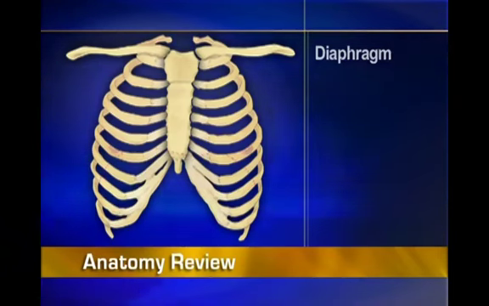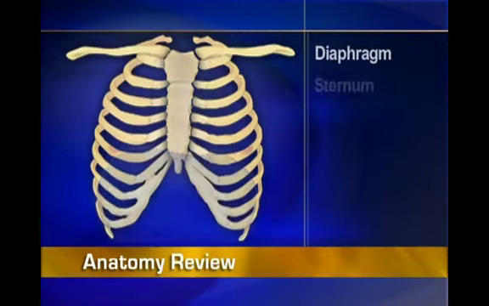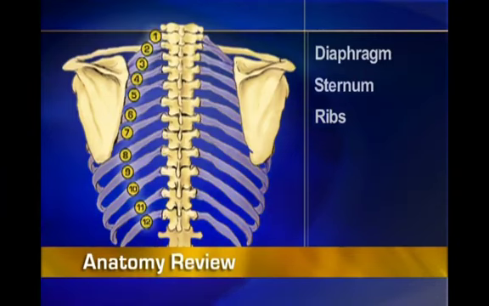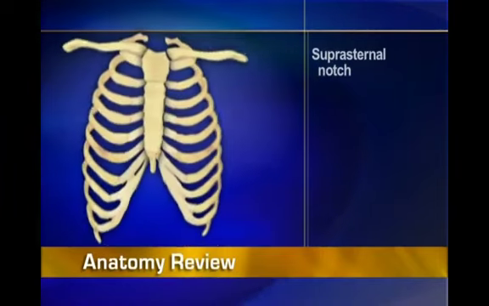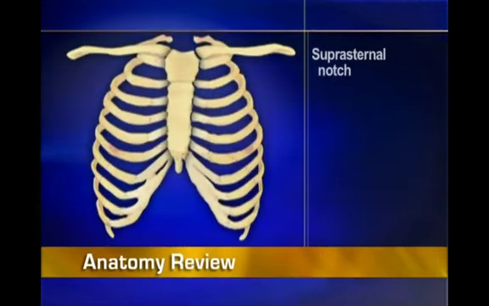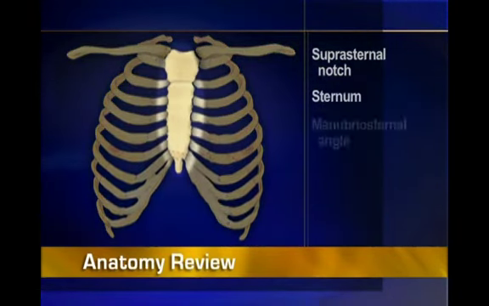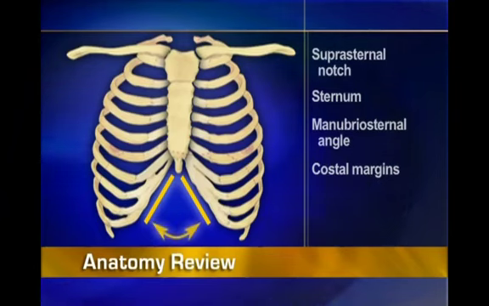Before examining the thorax and lungs, consider their anatomy. For example, recall that the diaphragm separates the thoracic cage from the abdomen, and that the thoracic cage is defined by the sternum, 12 pairs of ribs, and 12 thoracic vertebrae. To localize your findings, remember the surface landmarks of the anterior thorax: the suprasternal notch, sternum, manubriosternal angle, or angle of Louis, which is continuous with the second rib, costal margins, and costal angle.